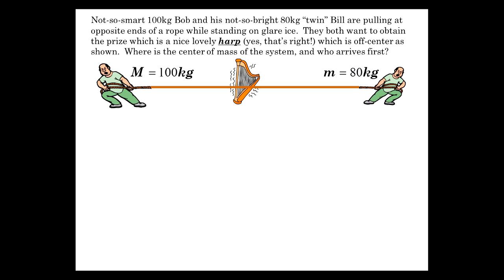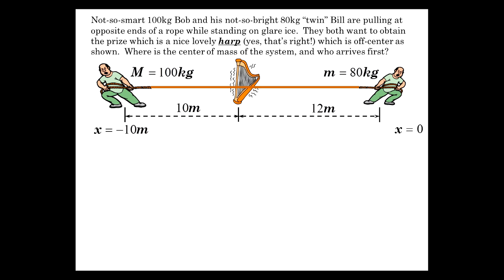And where is the center of mass of the system? They go hand in hand, it turns out. So the dimensions, Bob is 10 meters from the harp, and Bill is 12 meters from the harp. So it's not so obvious. You probably realize that Bill is going to accelerate more rapidly because he has less mass and the forces are equal and opposite, but yet Bob has a shorter distance to go. So it's just not immediately intuitive who's going to win, who's going to actually get the harp.